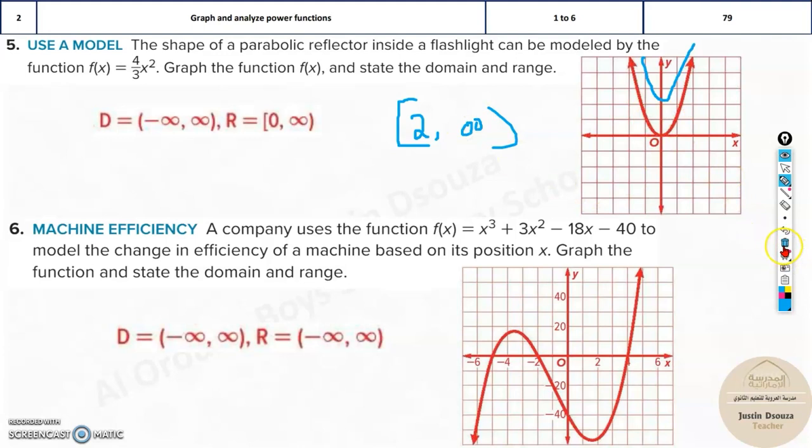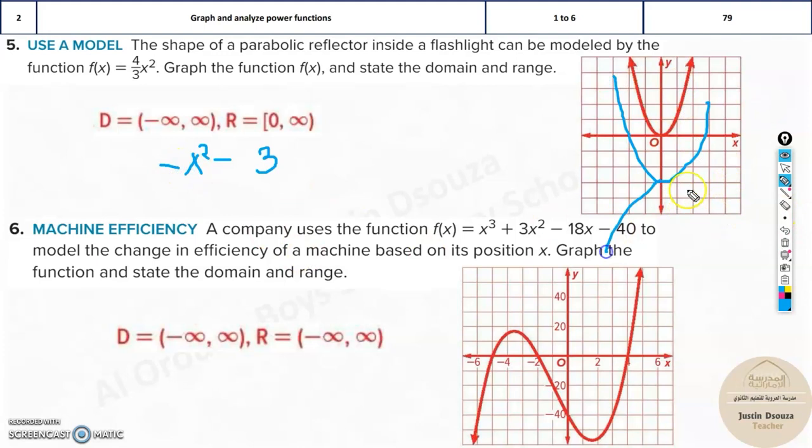Now, in case we had, say, x squared minus 3, then over here you would have to shift down. It's positive x squared, so it would start over here and go something like this. Whereas if it would have been minus x squared minus 3, then it would be like this. So please remember that, and then based on that, you can write the domain and range.